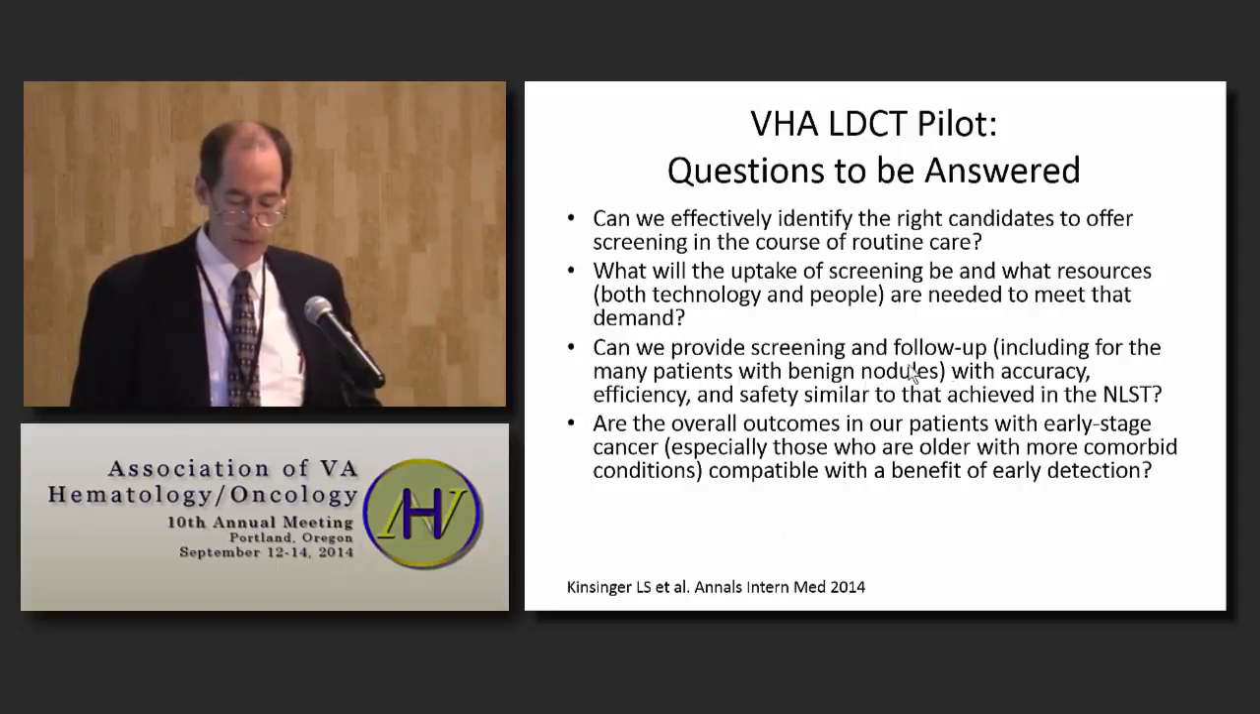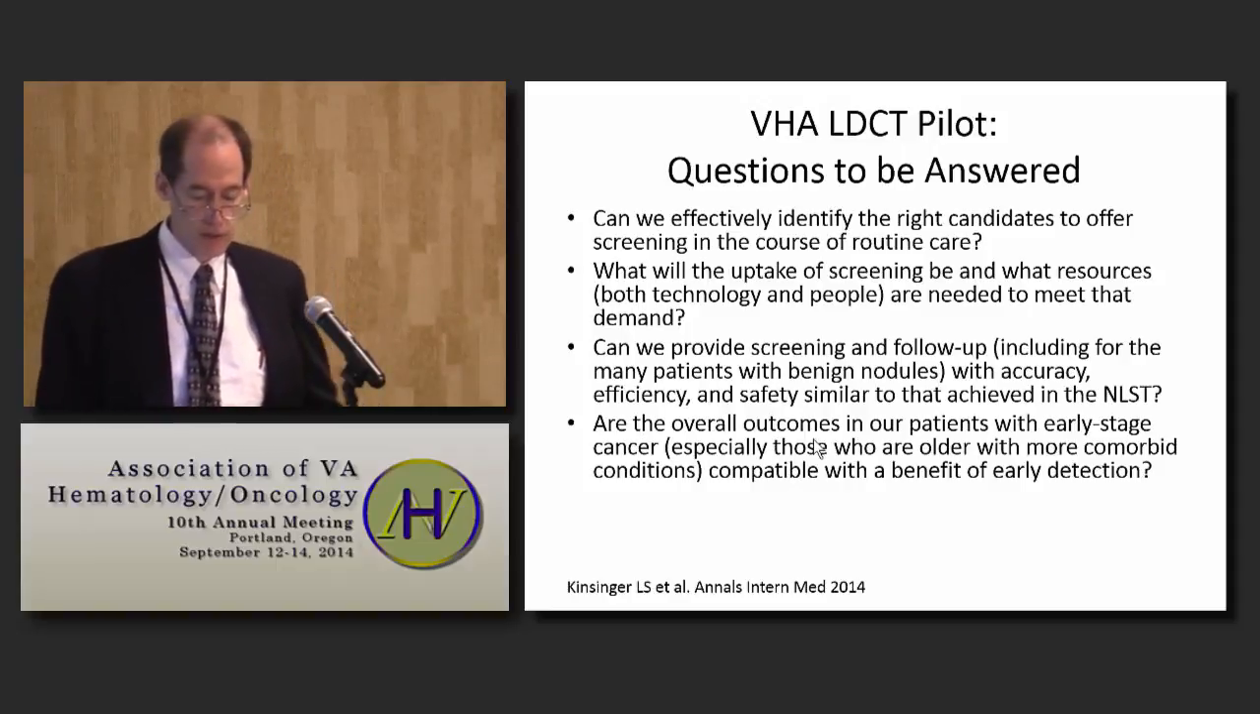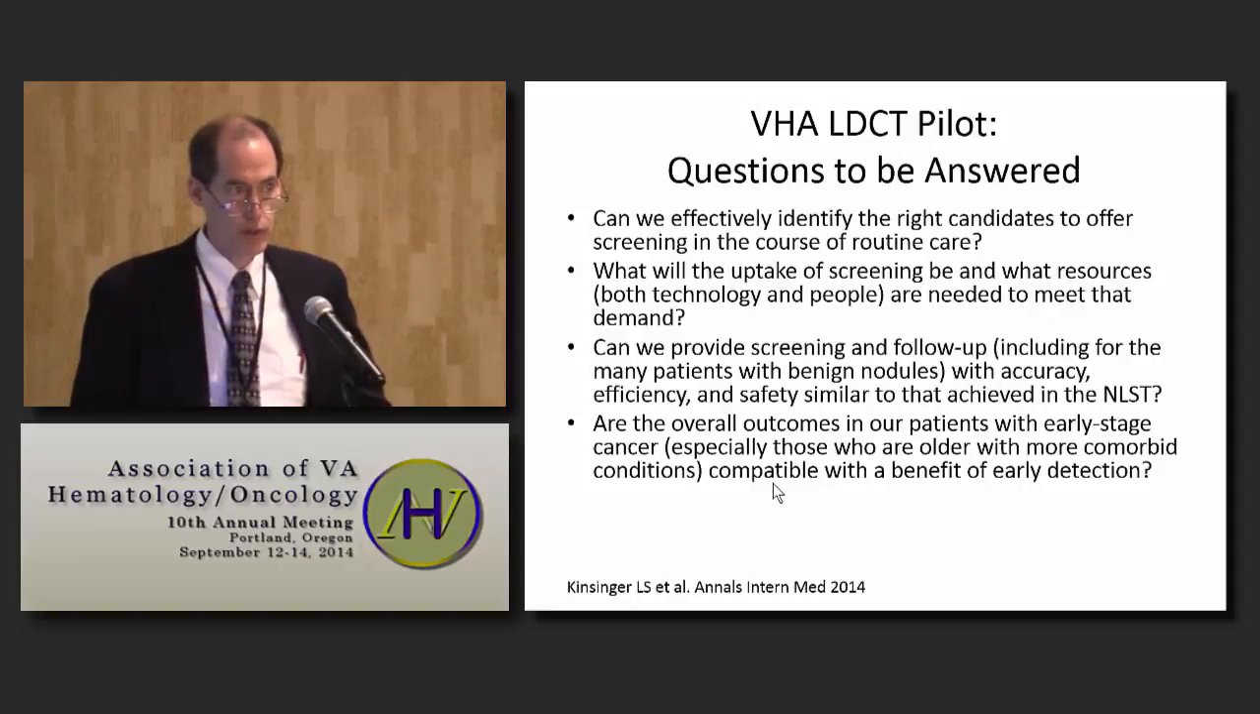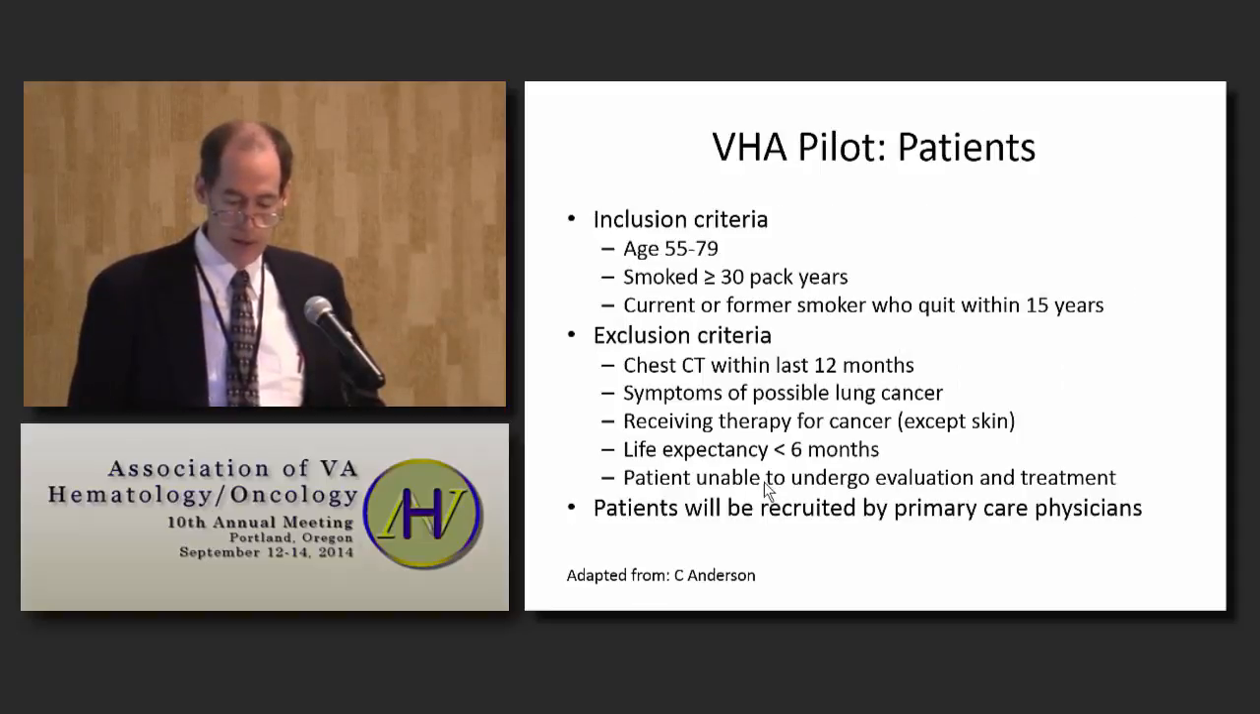So can we provide screening and follow-up, including the many individuals that are going to have benign nodules, and are the overall outcomes in our population similar to those that have been reported in other populations? In particular, there's some concern that the National Lung Screening Trial reduced the mortality rate from adenocarcinoma, but not small cell cancer, which was not expected, but also not squamous cell carcinoma. So in our population, where we have more of those two later histologies, we might not see the same efficacy.